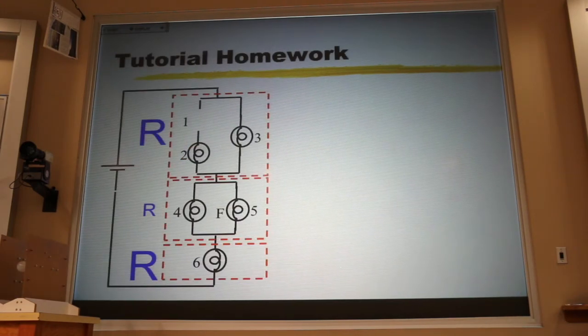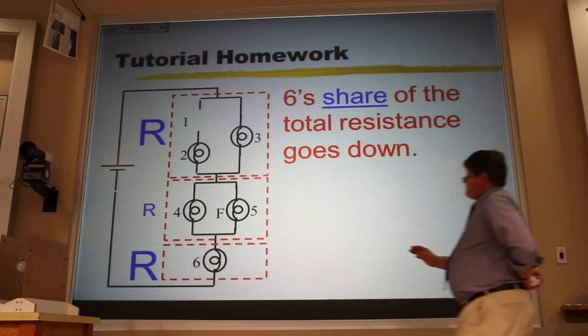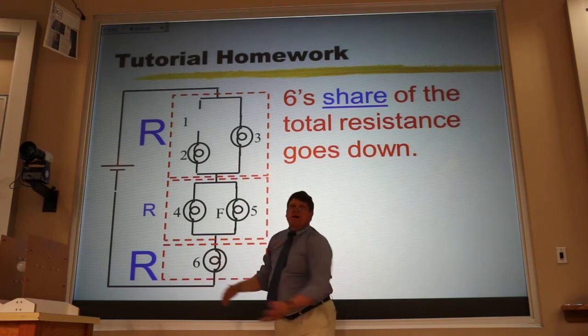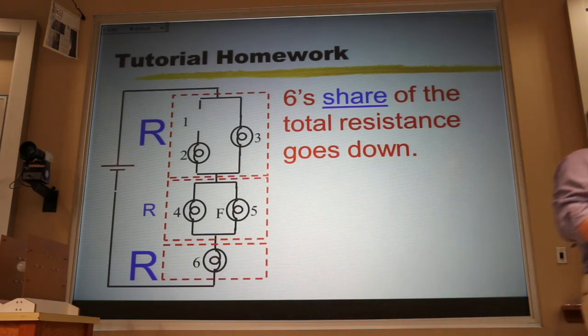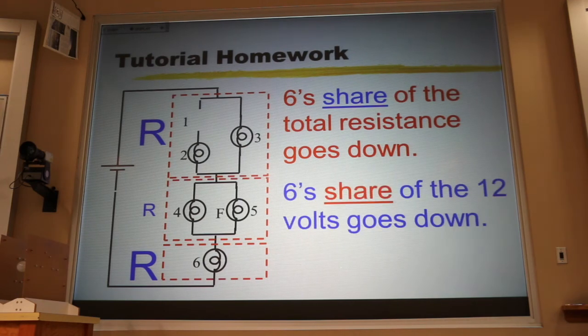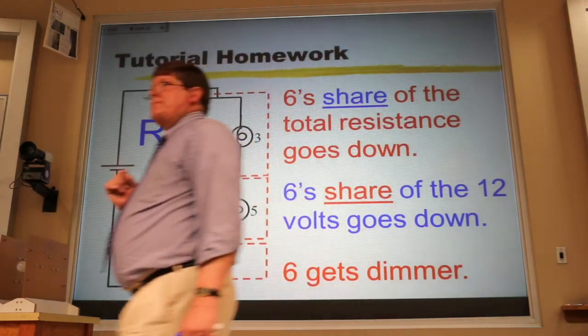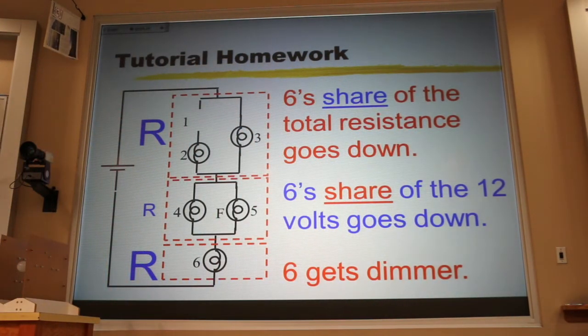Now, if I go back to the problem we care about, because this got a bigger share of the total resistance, this bottom box had to get a smaller share. And that means that the voltage across that bottom box, its share of the 12 volts, has to go down, and that means 6 is going to get dimmer. By the voltage model. That makes sense? Its share of the total resistance got smaller, its share of the 12 volts got smaller. If it's got less volts, it gets dimmer.